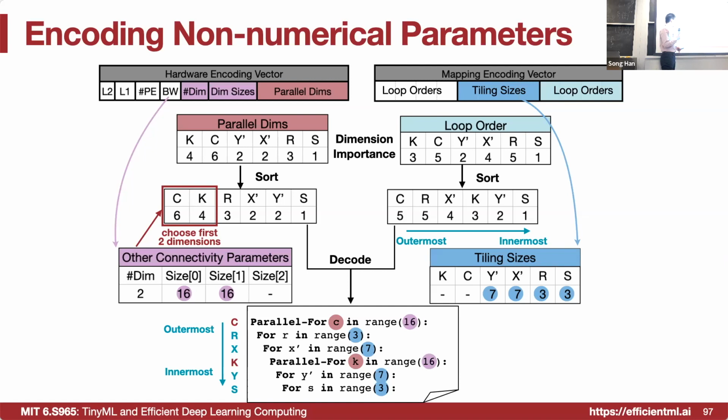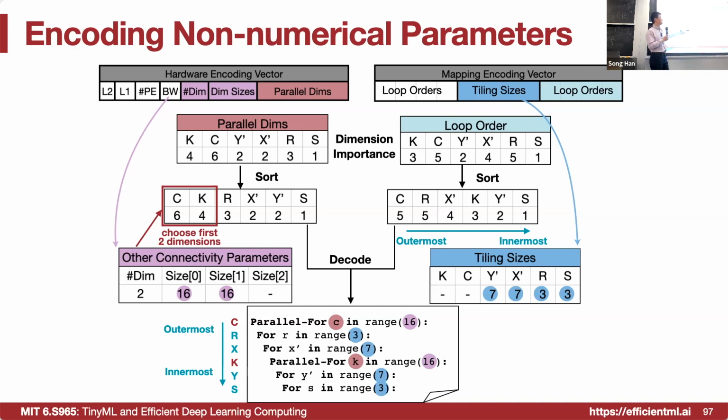And then for this light green color, we choose such a loop order, from outermost to innermost, CRXK, right? So this is how we learn those non-numerical values. And for these numerical values, they are actually relatively simple.